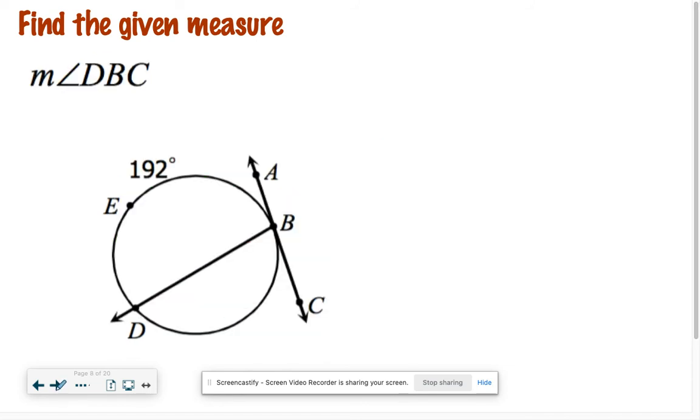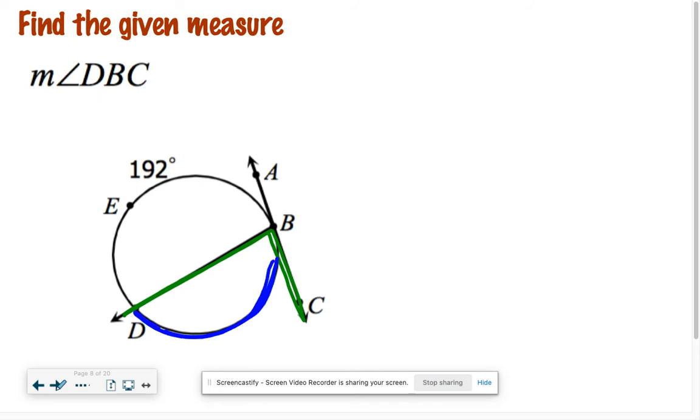Next one. Find the measure of angle DBC. DBC, this is what we're looking for. Well, shoot, you guys. When I trace out my intercepted arc, I get nothing. We have no information. This problem's impossible.